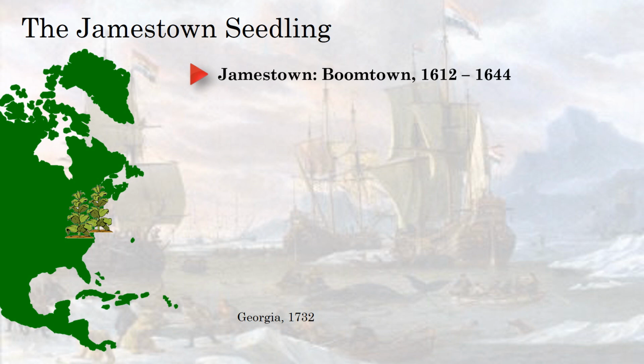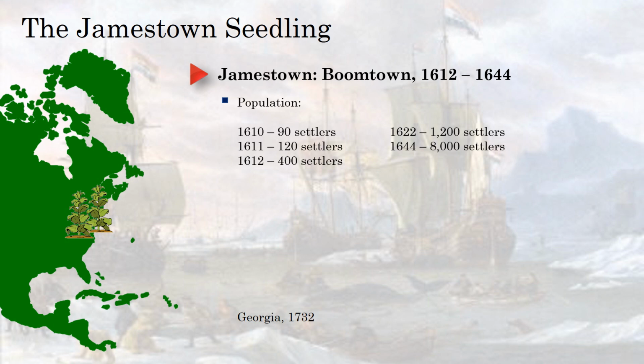So because of tobacco, Jamestown goes from almost a ghost town to a boom town between 1612, which is the year that John Rolfe first tried out the tobacco seed in the soil, and 1644. So there it is. You can have a sort of an overview of the population. 1610, you're looking at 90 settlers. 1611, you jump to 120. By 1612, you see the success of tobacco and you get 400, but then look at 1622 and then 1644, Jamestown is certainly growing at a very fast pace.